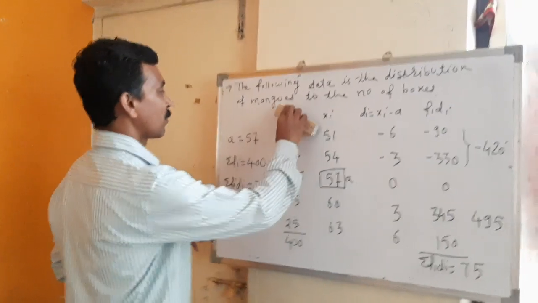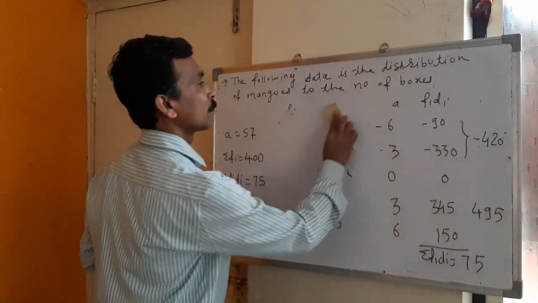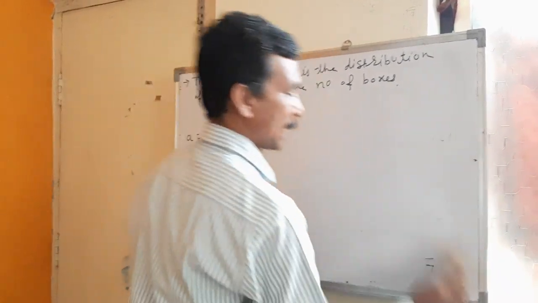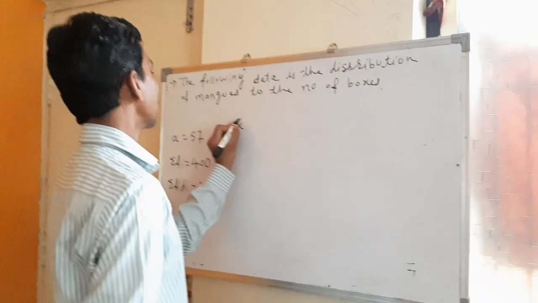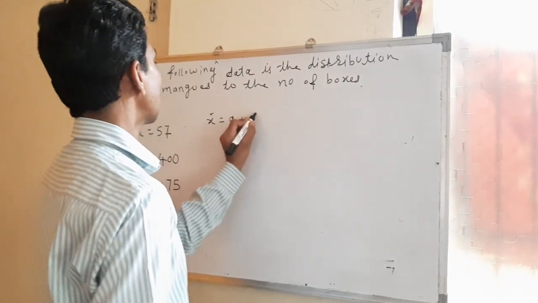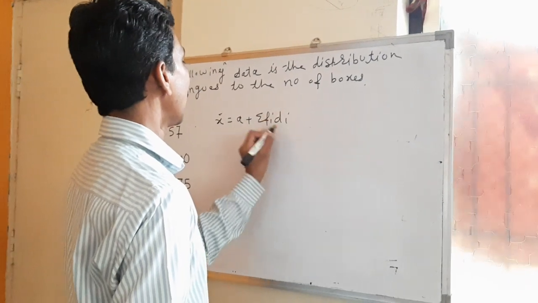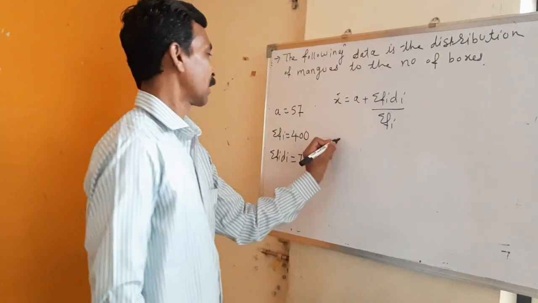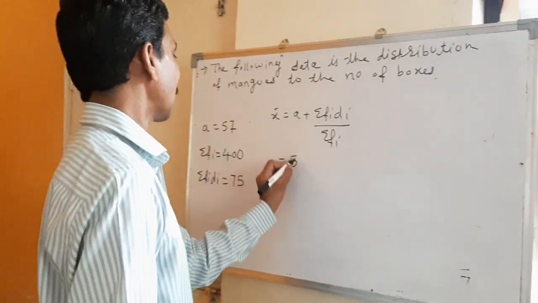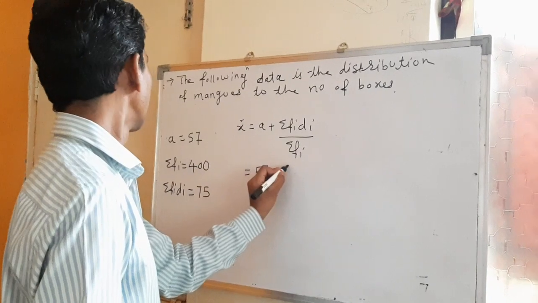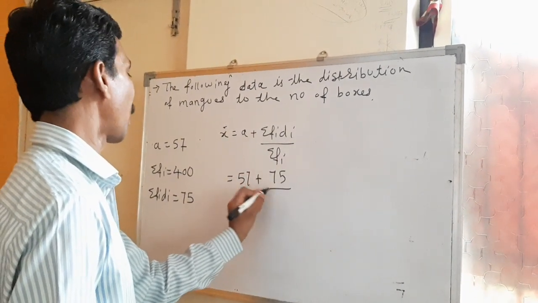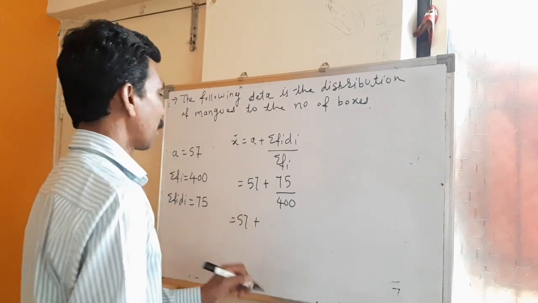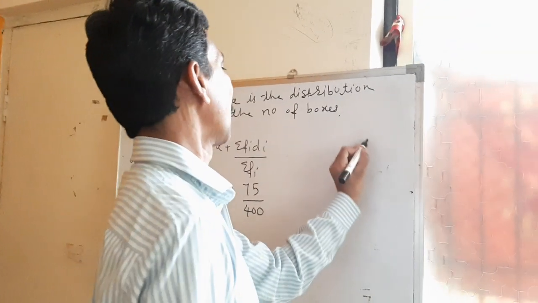I'll write the formula. The formula is x bar, that is mean, is equal to A plus summation of Fi Di upon summation of Fi. I'll place the values here. It is equal to 57 plus 75 upon 400, is equal to 57 plus, I will divide this. Let's see what is the division.